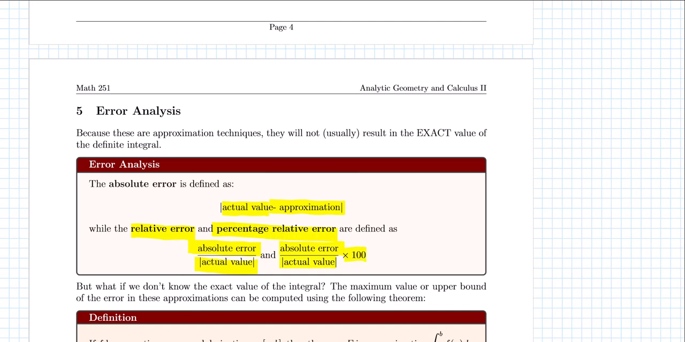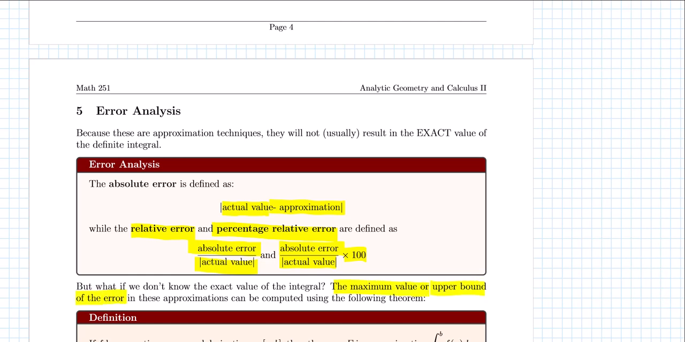But here's the thing though, what if we don't know the exact value of the integral? Because after all, that's why we were using the approximation techniques. Well, in those scenarios, we might not be able to get the absolute error. However, we can still get some useful information, and that useful information is the maximum value or the upper bound of the error.